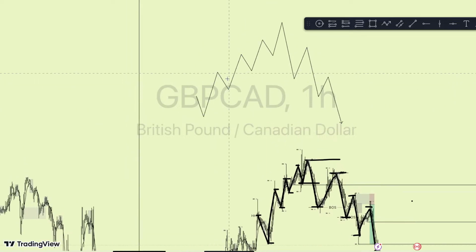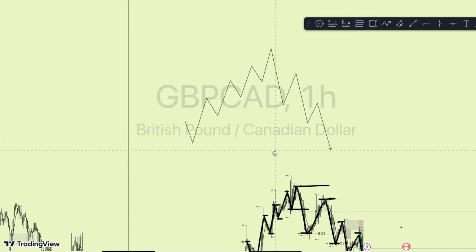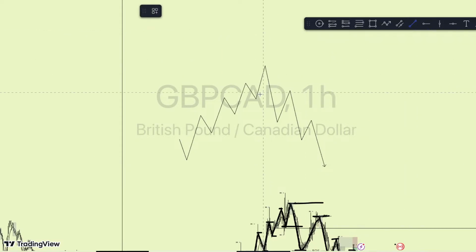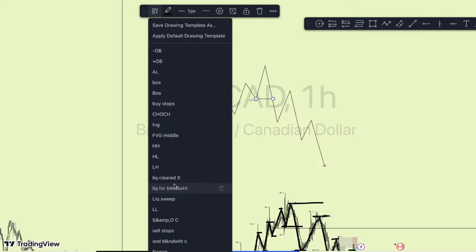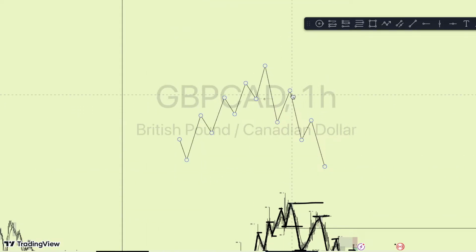You just grab every high point and every low point and connect the dots. Every high point, every low point, connect the dots. So you can really see what happened. You can see that clear change of character. Okay. You can see that clear lower high. So now we shifted market structure.